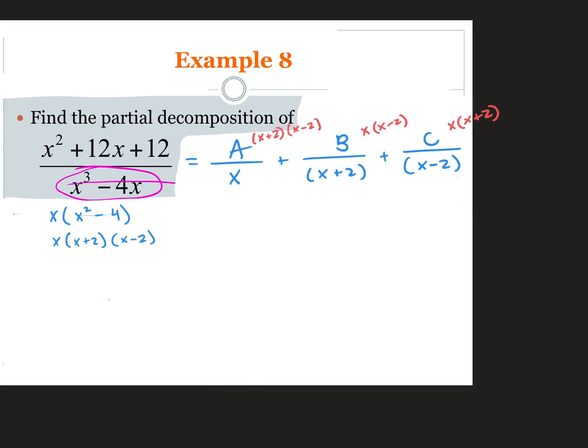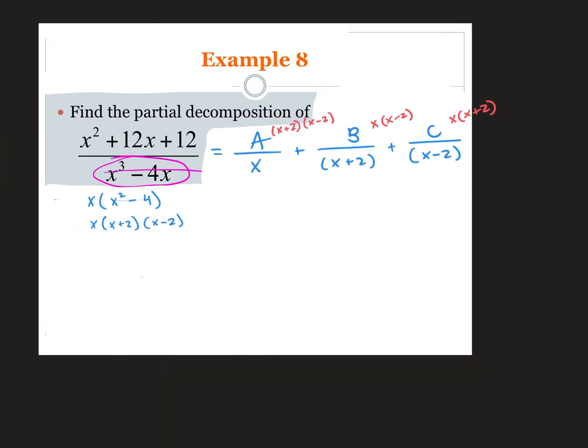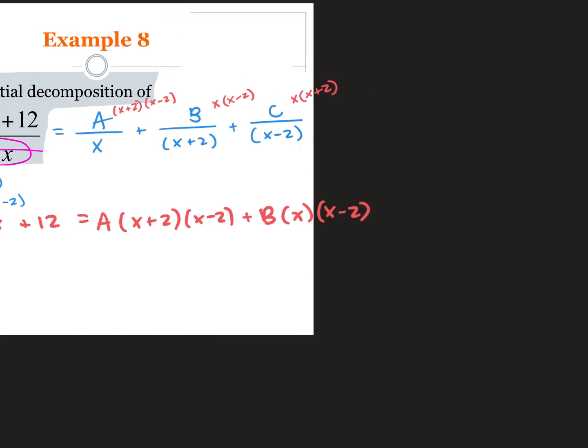Now we can set it equal to the left side. So on the left, I have x squared plus 12x plus 12. Multiplication can be in any order. And then it's equal to A times x plus 2, x minus 2, plus B times x, x minus 2, plus C times x, x plus 2.